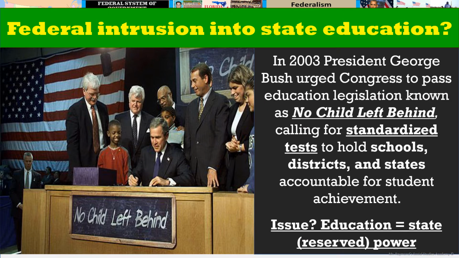In 2003, the federal government entered the education arena, one that has traditionally been reserved to the states, as Congress and President George W. Bush passed the No Child Left Behind Act, which called for more standardized tests to hold schools, districts, and states accountable for student achievement. But the question was, who is in charge of public schools and education, the national government or the states?